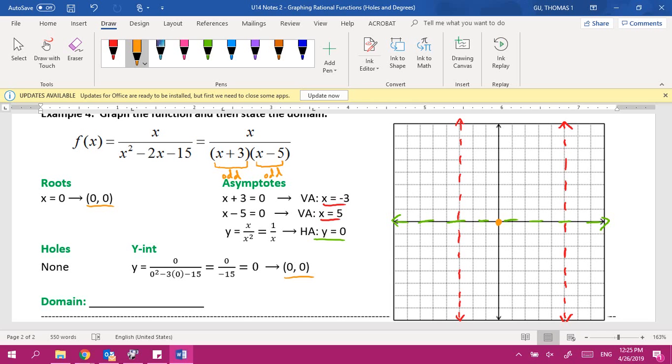So let's choose a value of x that's to the left of that point. What value of x is to the left? -2, right. So let's choose -2 and plug in -2 for x. So we're going to have -2 over -2 plus 3 times -2 minus 5.